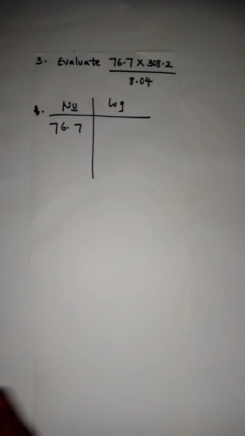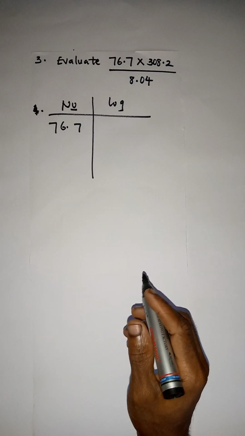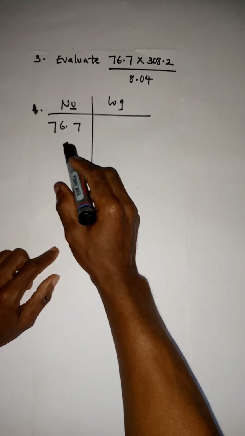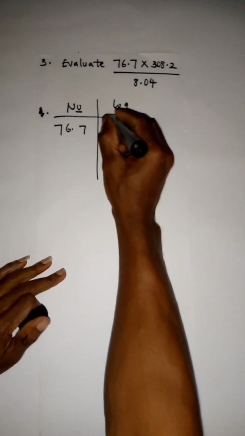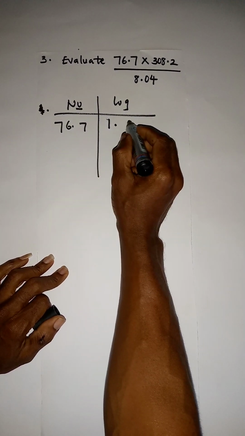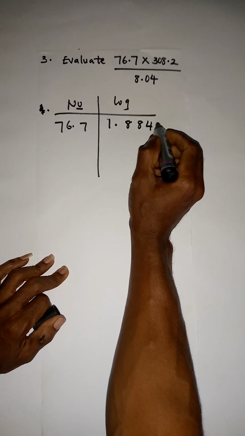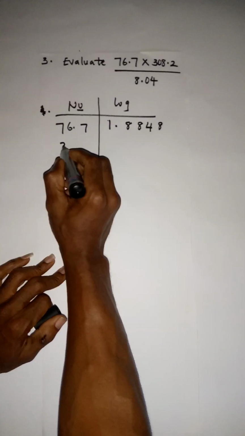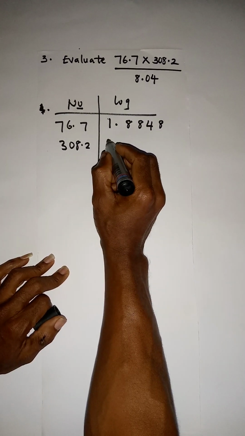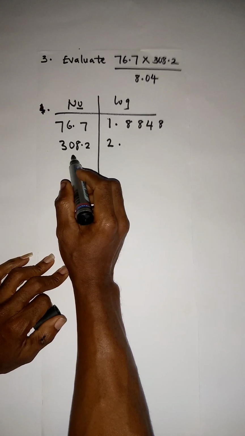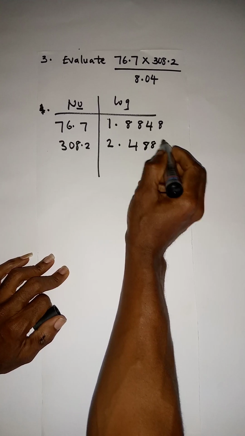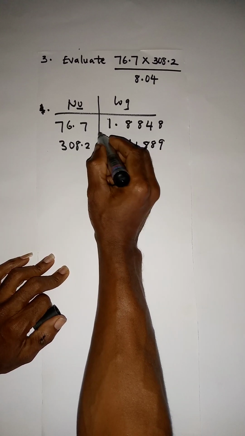76.7. What is the log of that? If you check that very well, we have 2 values, so 2 minus 1, we have 1 point. The logarithm of 76 under 7, we have 8848. And the next value, we have 308.2. We have 3 digits. 3 minus 1, we have 2 point. The logarithm of 30 under 8 difference 2, we have 4889. So let's quickly add that because I'm multiplying.